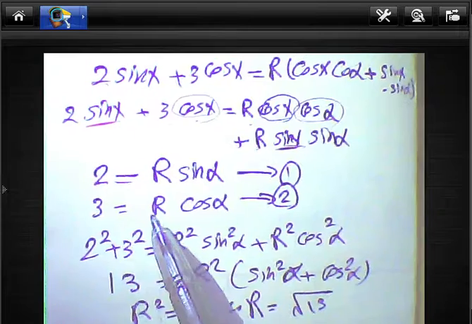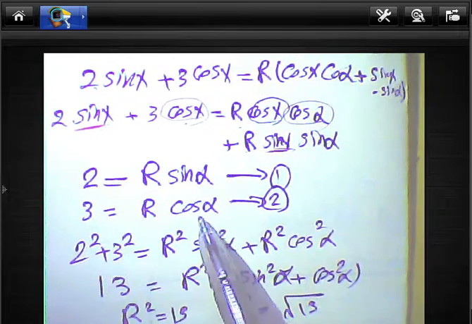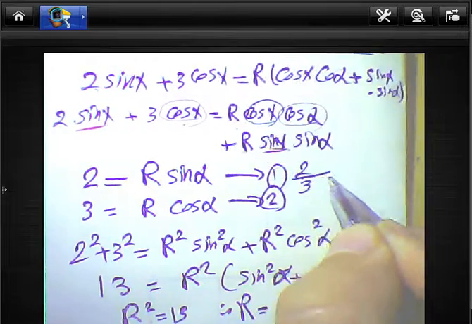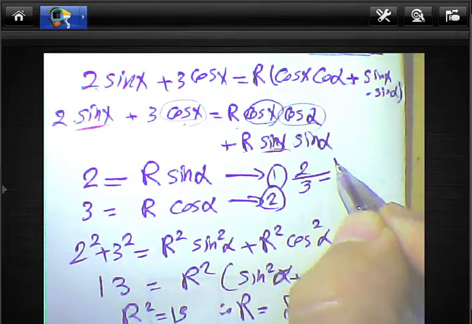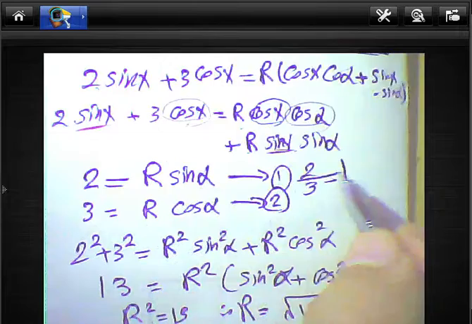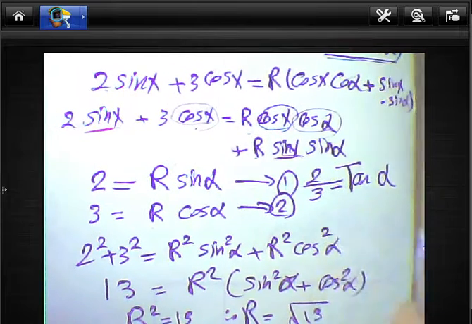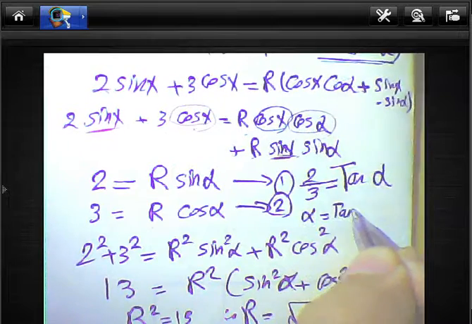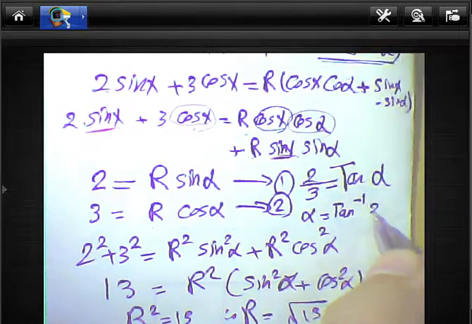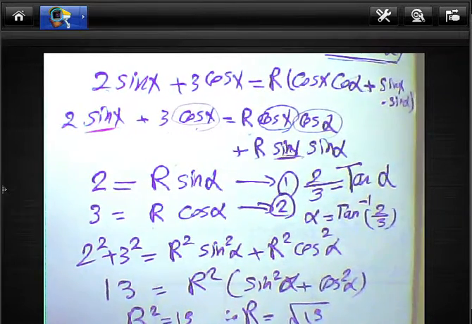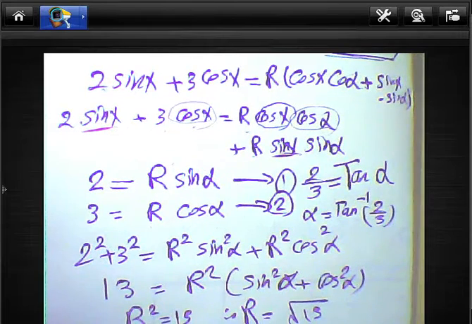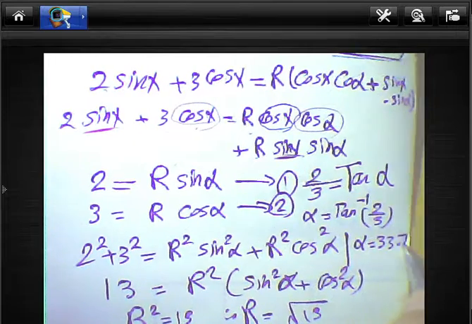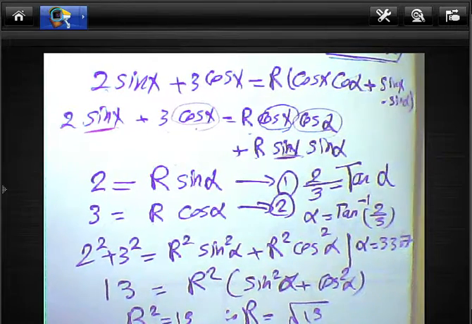And what about the relation? We can divide it: sine over cosine equals tan. So 2 over 3 equals r divided by r equals 1 times sine over cosine, which equals tan alpha. Then we can find the angle: alpha equals tan to the power negative 1 of 2 over 3. You can find it by using a calculator. Then this angle will be 33.7 and r equals square root of 13.